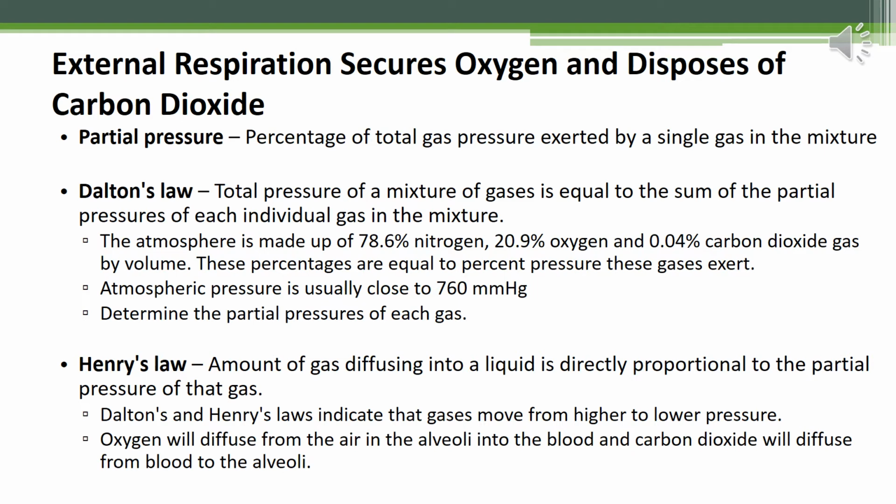Dalton's and Henry's laws both indicate that gases move from higher pressure to lower pressure, at least when they're used together anyway. Oxygen will diffuse from the air in the alveoli into the blood, and carbon dioxide will diffuse from the blood to the alveoli. And we'll look at this in more detail in the next slide.